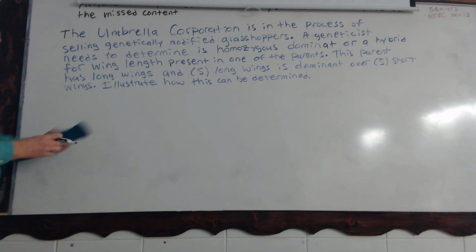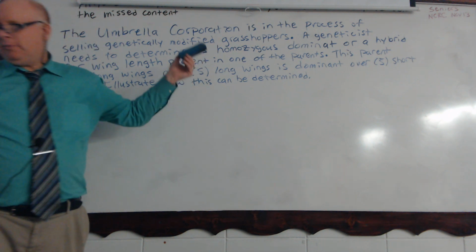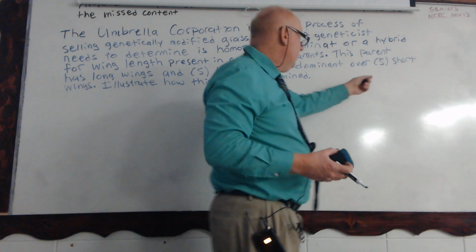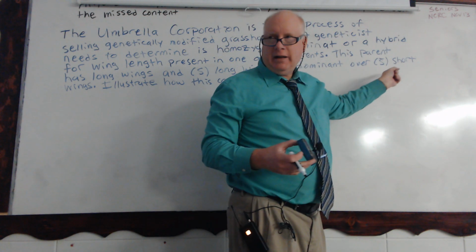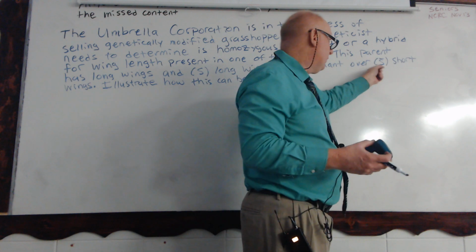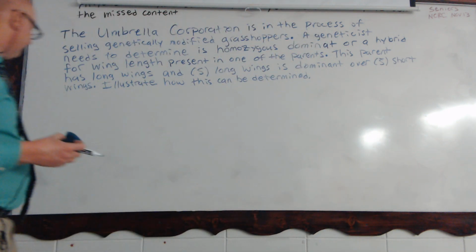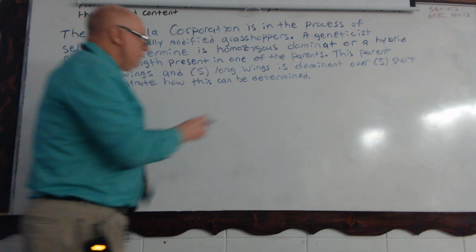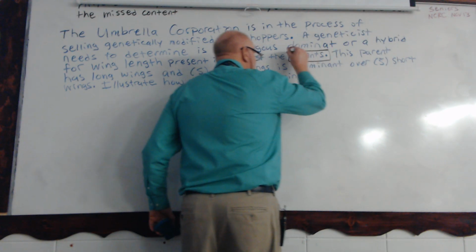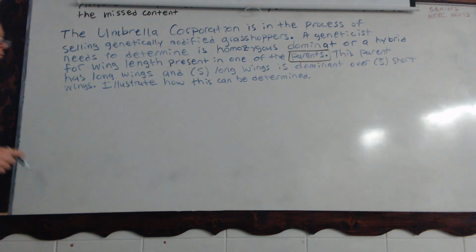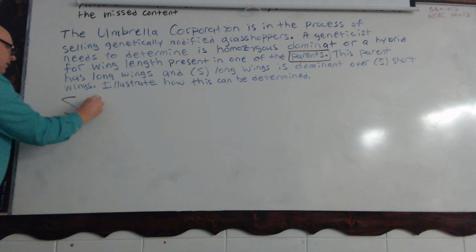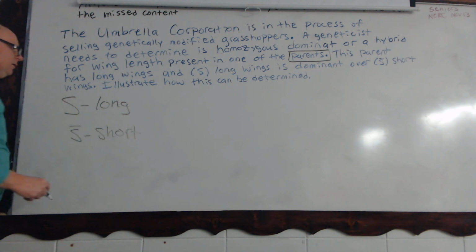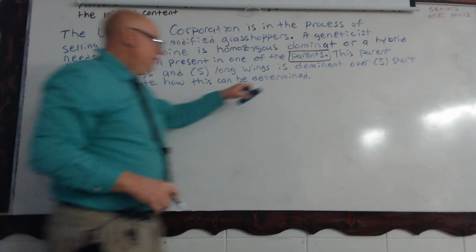So as we can see, the S with no line means that's probably capital S. That's going to be dominant over short wings. So when you see a line over the top, then we know that this is the recessive trait. Is dominant over short wings. All right. Illustrate, how can we tell this parent that we're looking at that has long wings, what would that mean? This is long, and that is short. How can we determine the genotype of that parent?